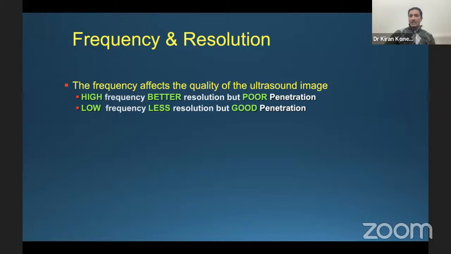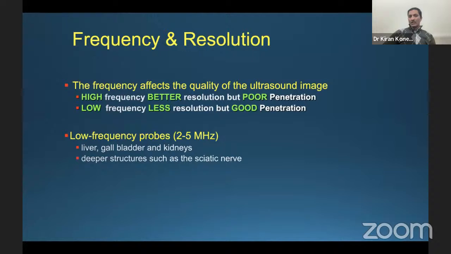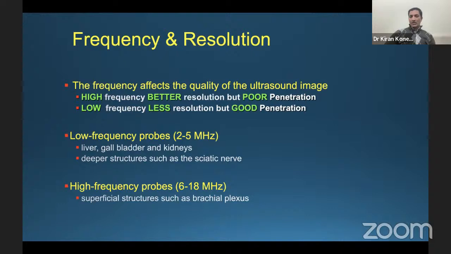Now, coming to the frequency and the resolution, the frequency affects the quality of the ultrasound image. As we initially noticed, frequency is an important factor: the higher the frequency, the better resolution you get, but the ultrasound is poorly penetrated. The lower the frequency, you get less resolution, but there is good penetration. What we are more focused on is usually having higher resolution and a better picture so that we can appreciate the structures reasonably well. The low frequency probes are usually used in diagnostics, and in our case mainly for deeper structure visualization. The higher frequency probes are used for superficial structures, including the brachial plexus and peripheral nerves, etc.